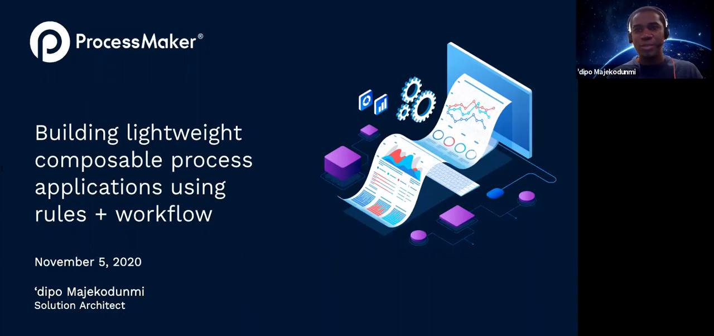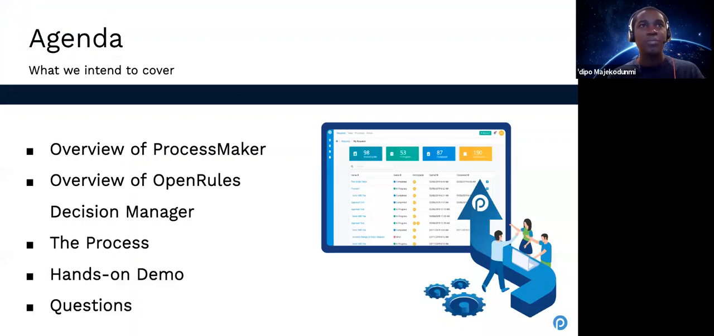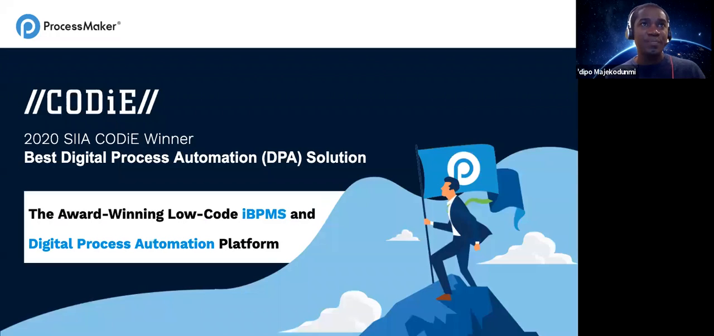Good afternoon, everyone, and I'm really excited to be doing this. Like he said, we're just going to show a walkthrough of how we could build lightweight composable process applications using rules and workflow. I'll quickly talk about ProcessMaker, and I guess most of us know what Open Rules Decision Manager is all about. Then we'll look at the process we're going to build, do a demo of the process, and then I'll take questions on the process that we've built.